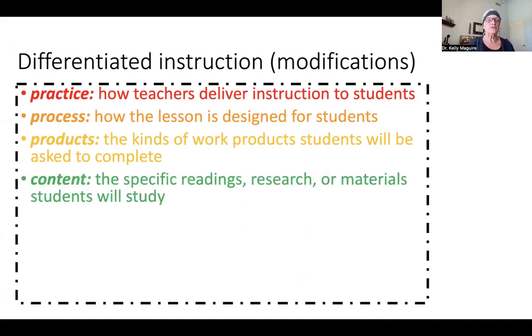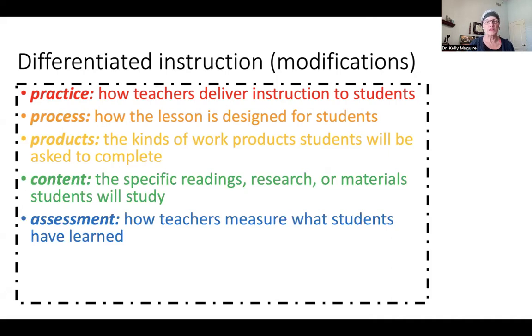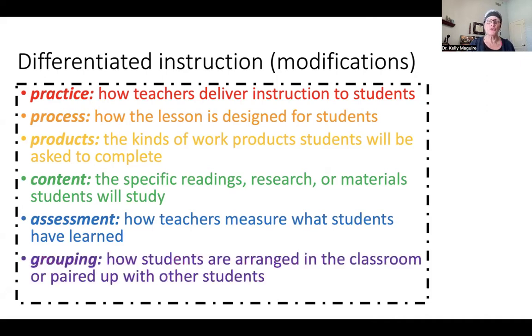We also have differentiation in content. As far as reading might be concerned, specific readings would vary depending on where the student is at. Maybe it could be with research or materials the students would study. Those are just a few examples. Another one would be assessment, on how you as the teacher are going to measure what the student has learned. And then there could also be grouping, physically rearranging the classroom or pairing students up. So these are just some ways to consider how you can differentiate your instruction.